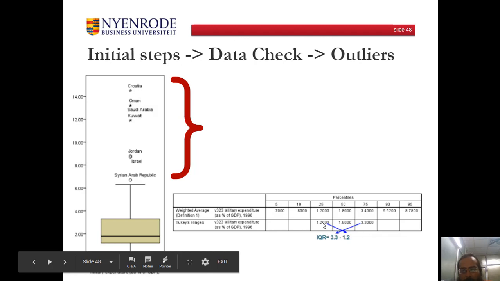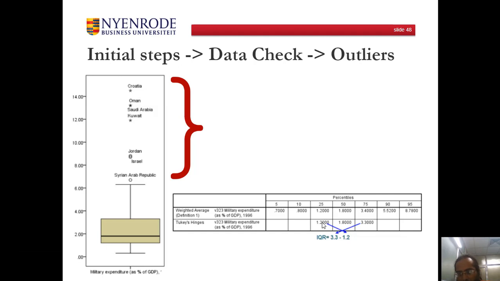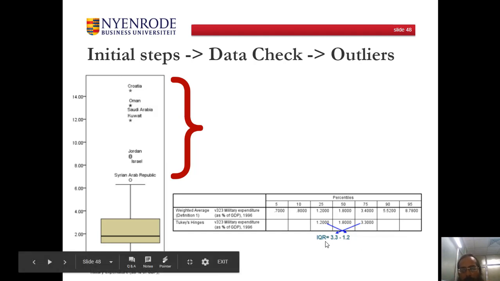If you remember, I showed you on the graph a few slides before how we see the percentiles. The interquartile range is the third quartile minus the first quartile, Q3 minus Q1, and it's shown here as 3.3 minus 1.2, that's the IQR, interquartile range.